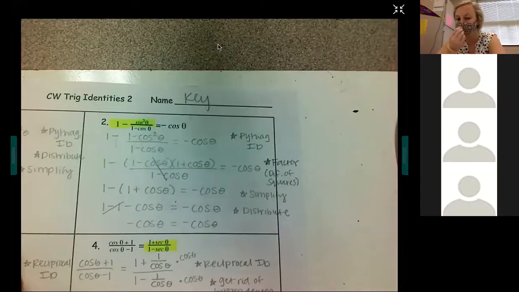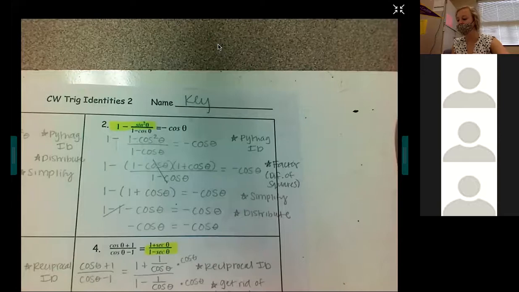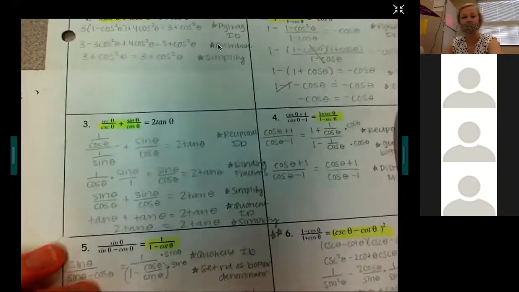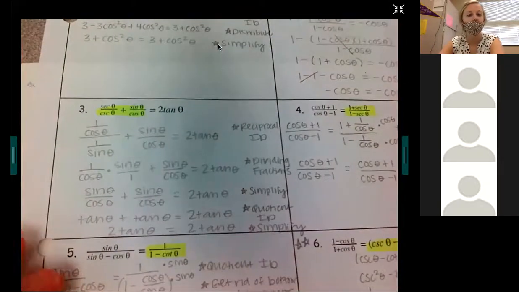All right, is everybody good with number 2? We're okay? All right, let's check out 3. 3 looks like a lot of steps, but most of you did it right. I just showed like every single step. I did help some of you with 3 in Zoom yesterday or on Friday.